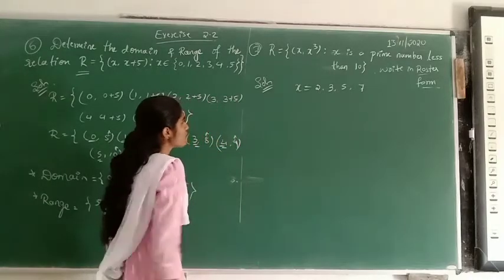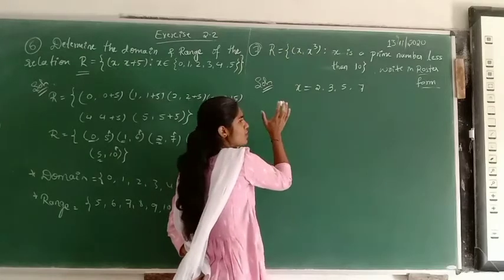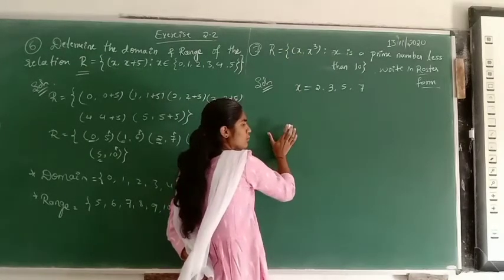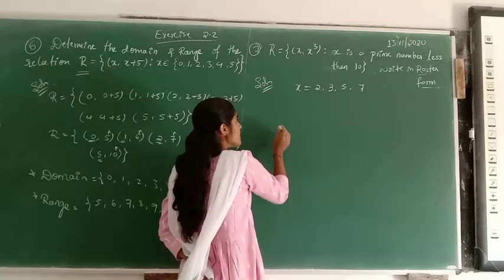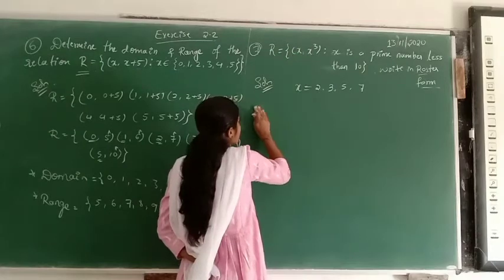So now what we have to find out? We have to write this relation in roster form. See, roster form is the tabular, listed form, okay. You move from set builder form to roster form. So what will be the solution?